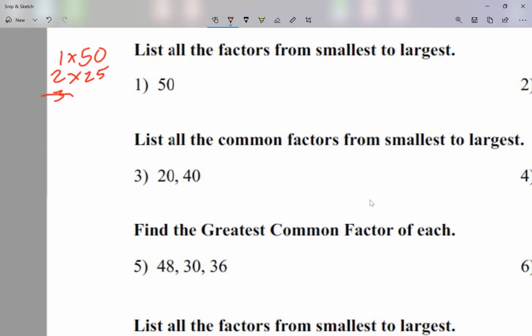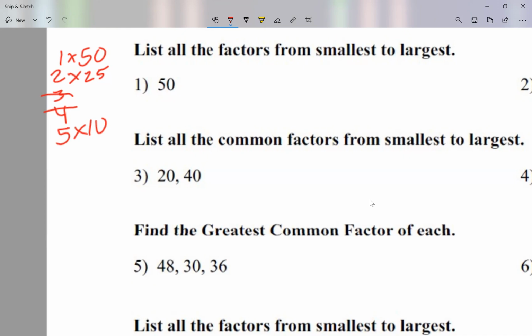How about 4? Can I go 4 times something? And remember, I use division. I go 50 divided by 4. I use my calculator. I get a decimal. So nope, 4 doesn't work either. How about 5? Yeah, 5 times 10, right? 5 times 10 is equal to 50.